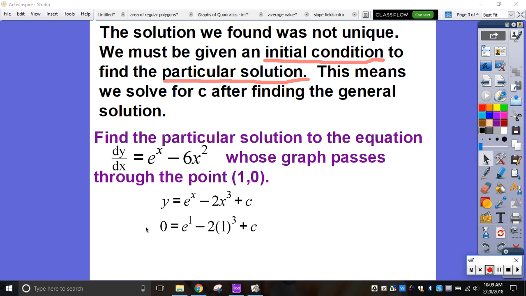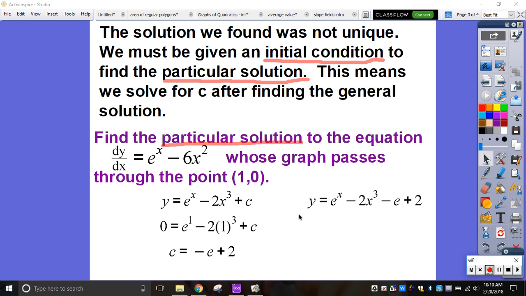So then I will subtract e and add, this would simplify to 2. So c would equal negative e plus 2. And then for the final answer, which would be the particular solution, I would just take that c value and substitute it in here. Therefore, my particular solution would be y equals e to the x minus 2x cubed minus e plus 2.